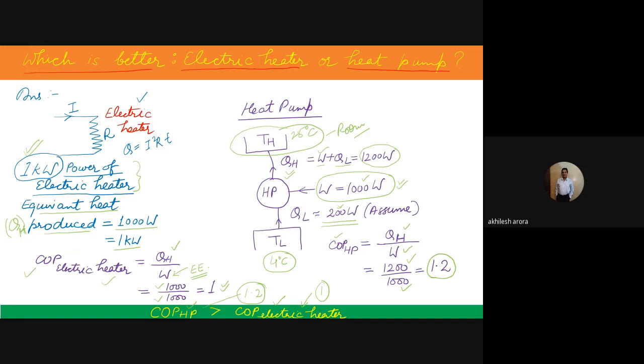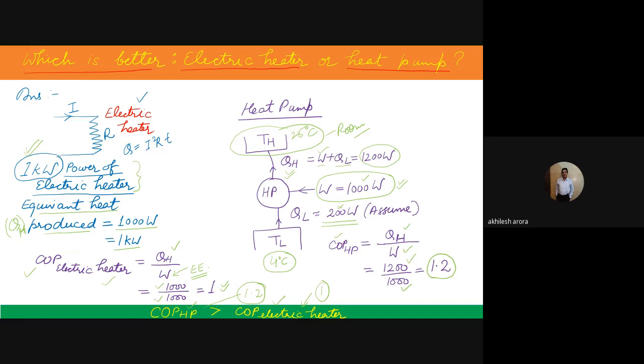Sometimes its cost could be as high as rupees 30,000. But if you want an electrical heater, its cost may be very less, somewhere around 200 rupees. So you can compare both the things, cost wise and performance parameter wise. Performance parameter means COP. So cost wise, a heat pump is very costly, whereas an electrical heater is very cheap.